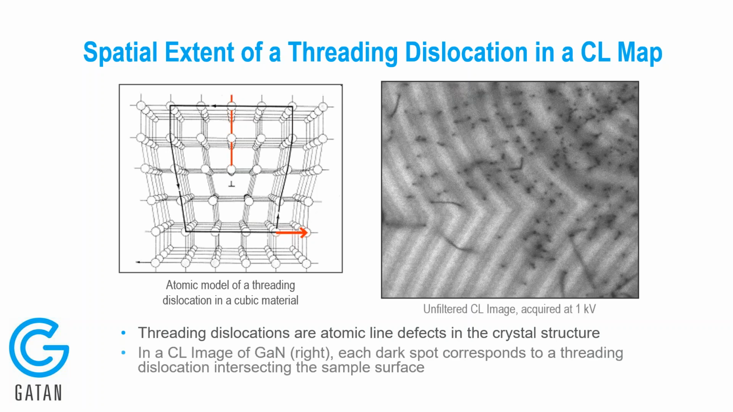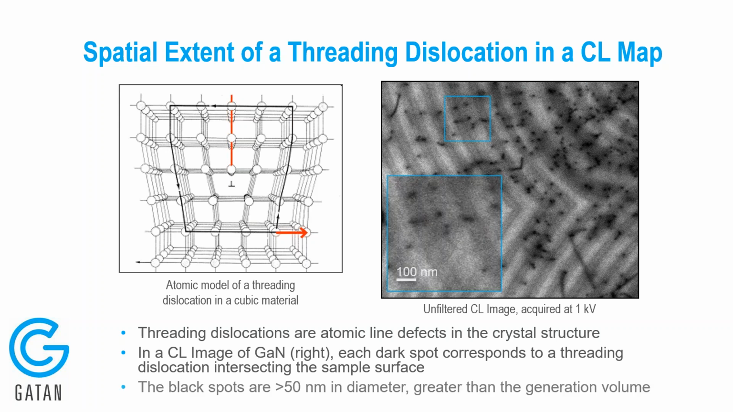So we would expect to see a black spot at the site of these dislocations because these dislocations act to kill luminescence locally. And we do that. So here is a CL map acquired at very low accelerating voltage so that the interaction volume is almost negligibly small. And you can see in this map that we have these black spots that we would expect.